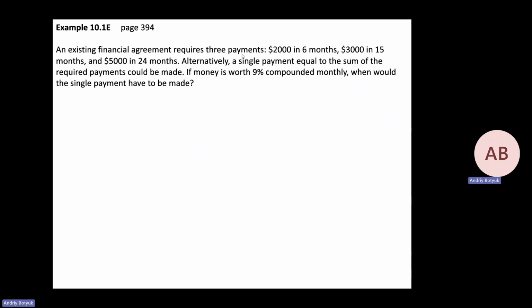Okay, so let's start together for split second, and then I give you time to do it on your own. How much we supposed to pay here? $10,000. Does everyone understand that? Yes, no? If no, let me know, I'll explain. Alternatively, single payment equal to the sum of the required payments. So 2 plus 3 plus 5 gives me 10. So we need to pay lump sum of $10,000. Question, when? Okay, do it.